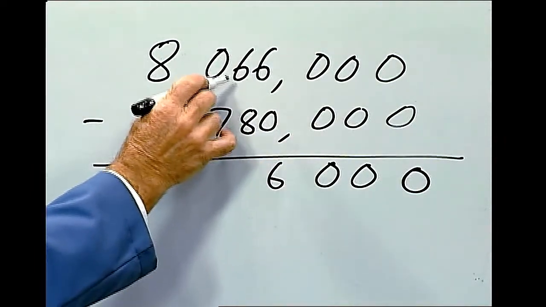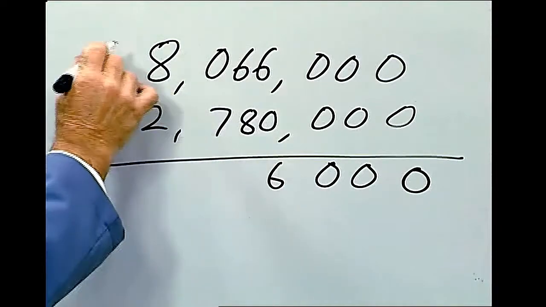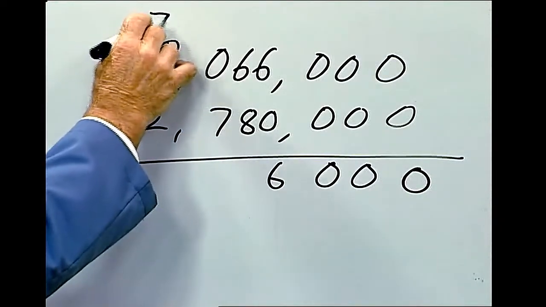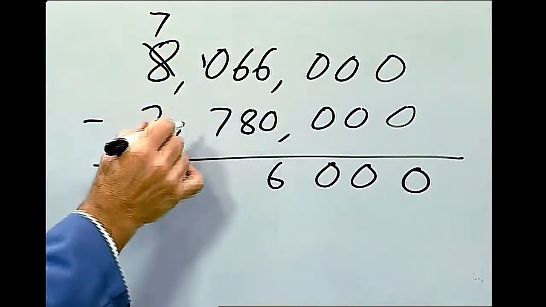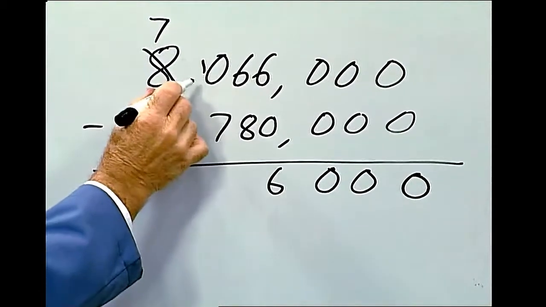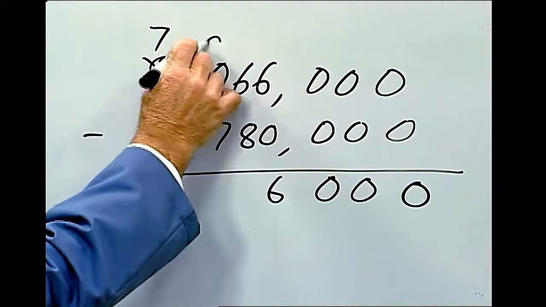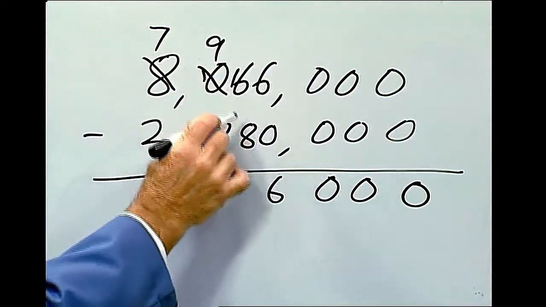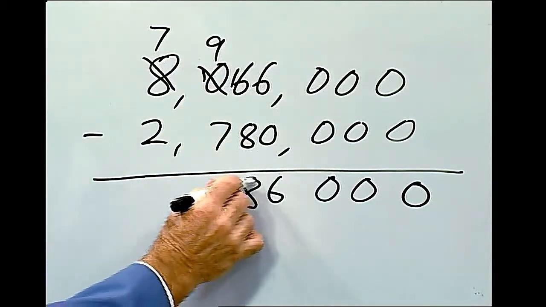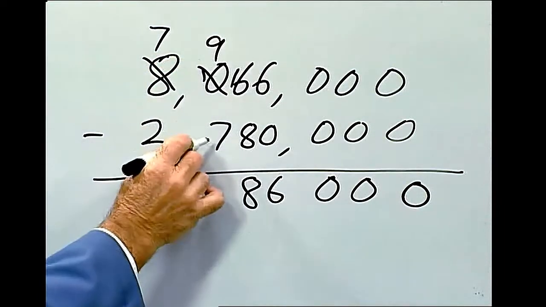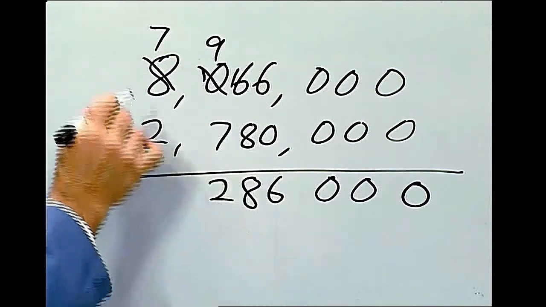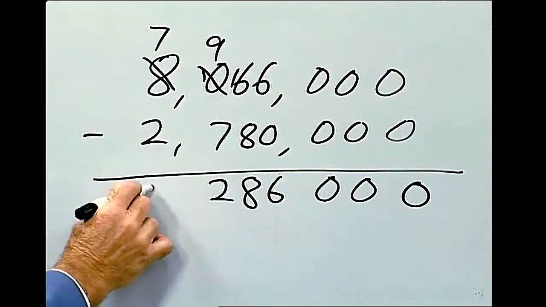We can't subtract 8 from 6, so we borrow from the millions column, which makes this a 7. Put a 10 in the hundred thousands column. Now we can borrow from it, which makes this a 9. 16 minus 8 is 8. 9 minus 7 is 2. 7 minus 2 is 5.